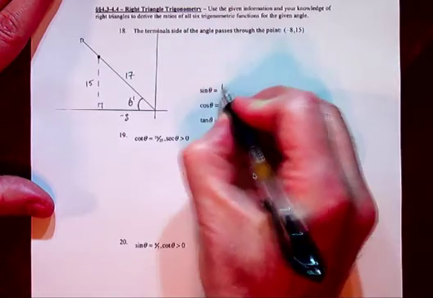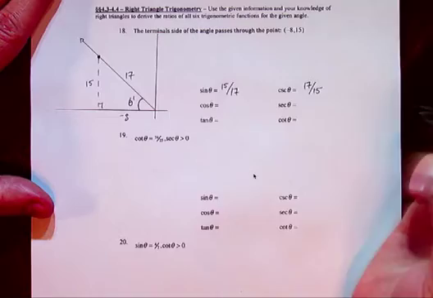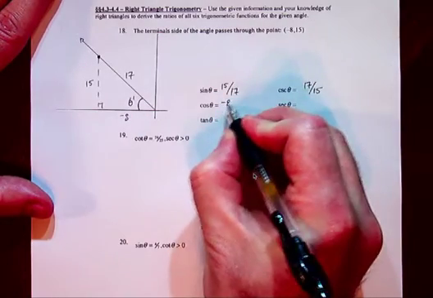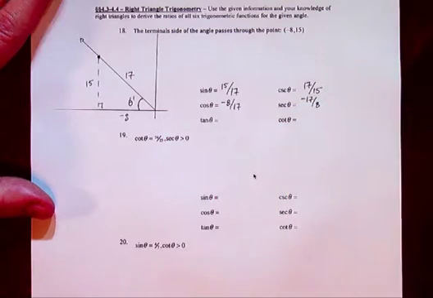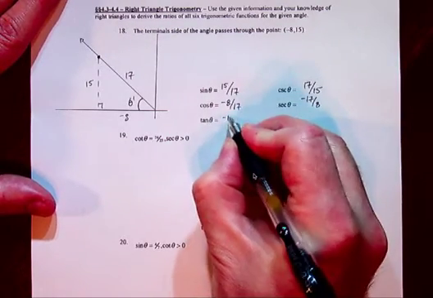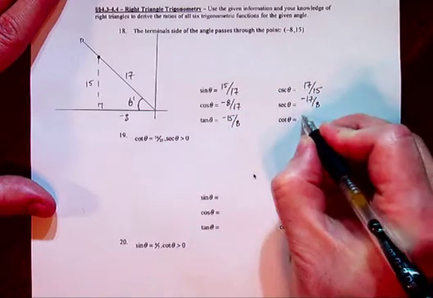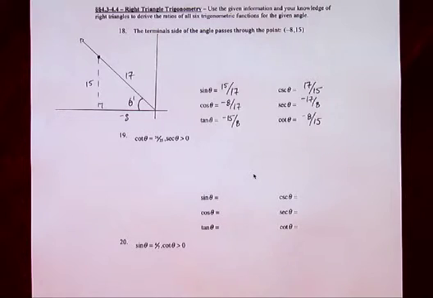So let's go ahead and do opposite over hypotenuse. That's 15 over 17. And of course, cosecant is its reciprocal. -8 over 17 is adjacent over hypotenuse. And -17 over 8 is secant, cosine's reciprocal. Tangent is going to be -15 over 8, and then cotangent is -8 over 15. Hooray! Okay, now let's go ahead and move on to 19.